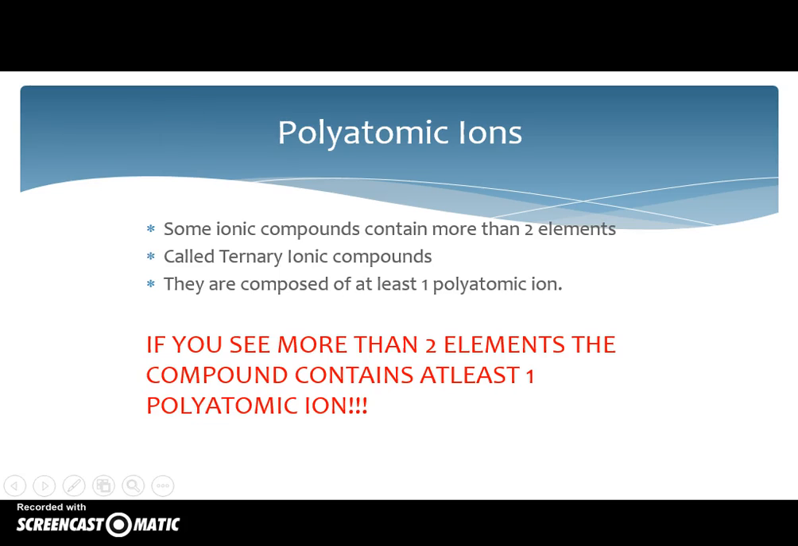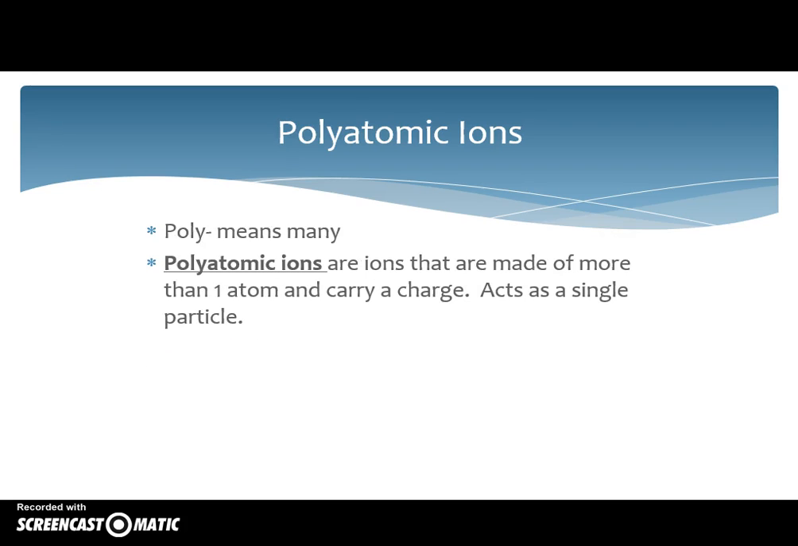So polyatomic ions, these are when you see an ionic compound. So you see a positive and a negative, you see a cation and an anion, and yet you see more than two elements. So we call these ternary or tertiary ionic compounds. So there's at least one polyatomic ion. So again, if you see more than two elements, there's at least one polyatomic ion in there. Use your cheat sheet. Make it easy on yourself.